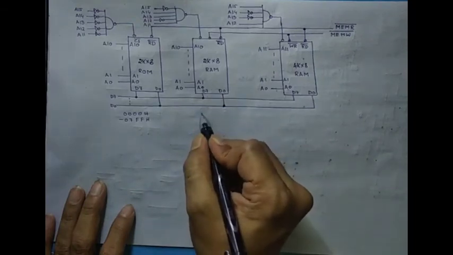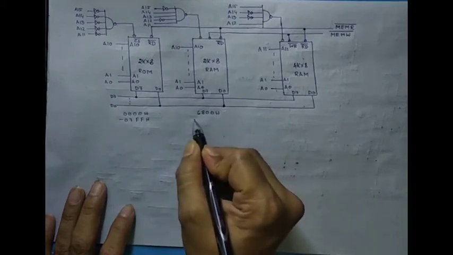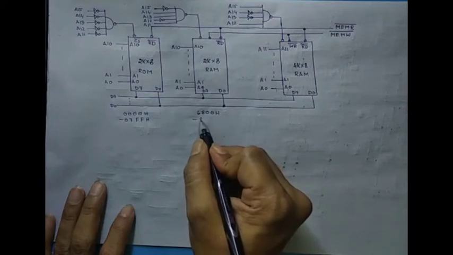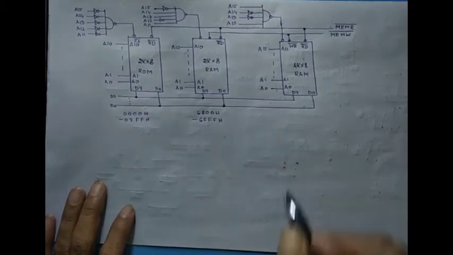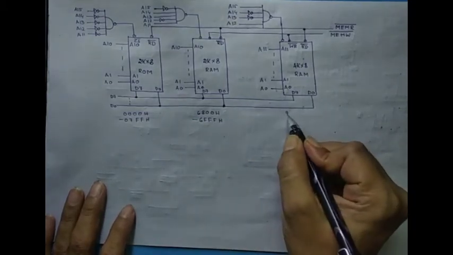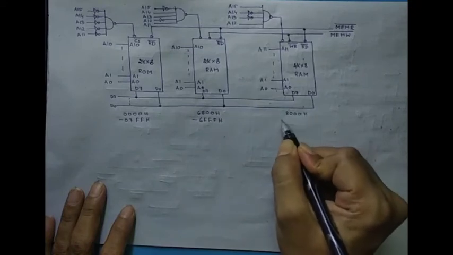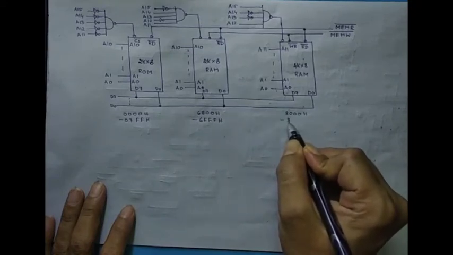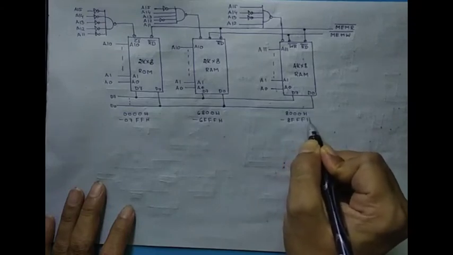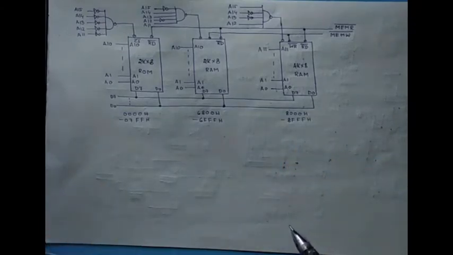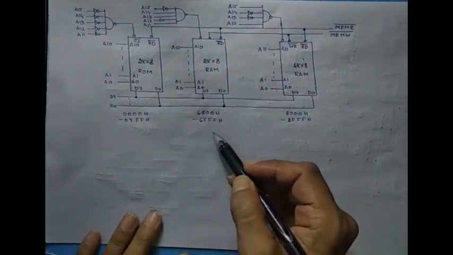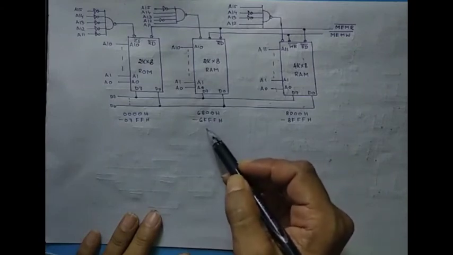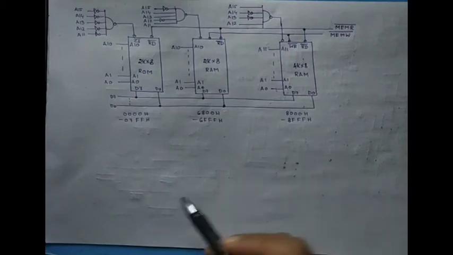This RAM will get the address range from 6800 hex to 6FFF hex, and this RAM will get the address range from 8000 hex to 8FFF hex. You can calculate these things and see whether you can find out that these will be the address ranges or not. I leave that to you.